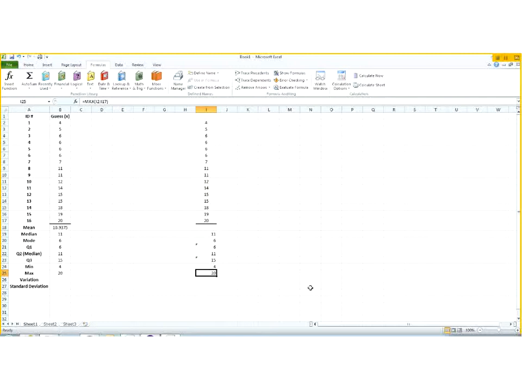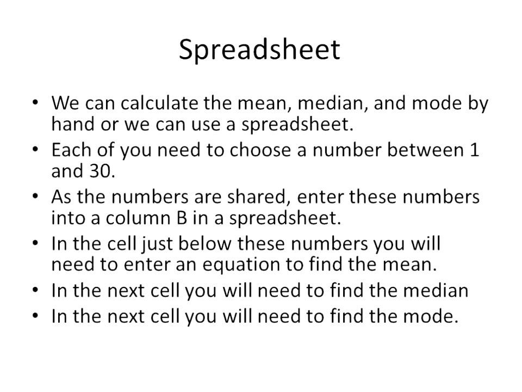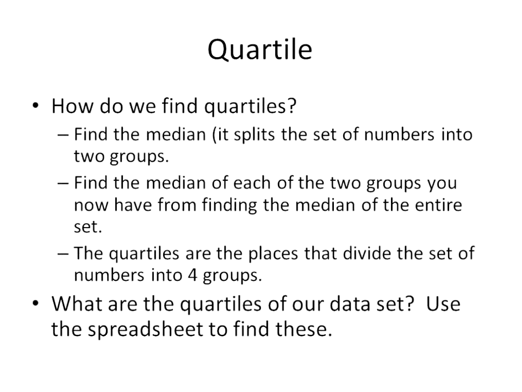All right? So here's the next thing. Let's go back for a second to our PowerPoint. So we've talked about the spreadsheet, and we've talked about finding the quartiles. To find the quartiles, you find the median. It splits the set of numbers into two groups, and then you find the median of each of those groups, so the first half of the numbers and the second half of the numbers. The quartiles then are the places that divide the set of numbers into 4 equal groups by definition.